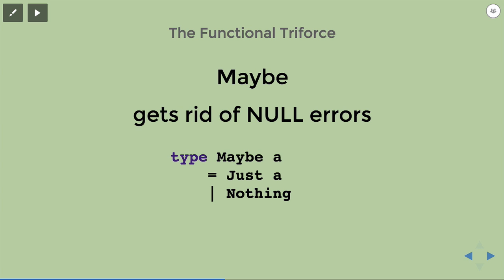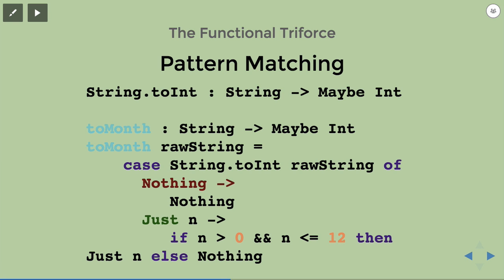And then maybe is what lets you get rid of null errors. If you have a value that could be null, basically you wrap it in a maybe, so it becomes, I don't know, maybe string. If you actually have a string, you do a just whatever the string was. And if you don't have anything, you say nothing. So that's how it works. It looks very simple, but it's got some pretty deep consequences, and it does get rid of null errors.